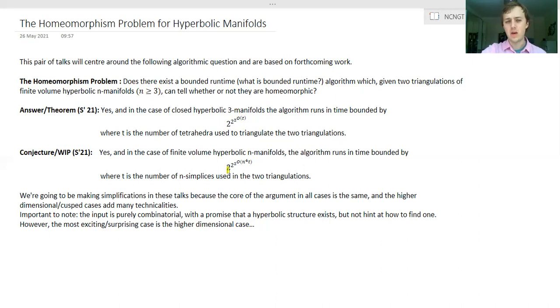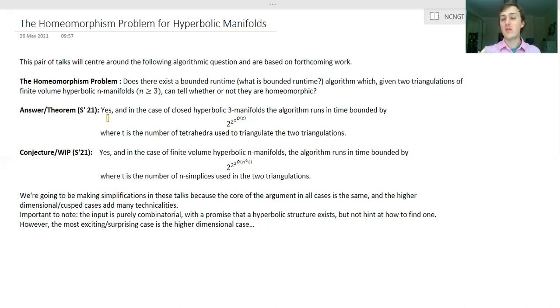Okay, and in the high dimensional case, we're looking for a similar bound, except that this time you're also going to need it to depend on the dimension as well. But the idea is it depends on the size of the input, t, the number of tetrahedra, and the dimension as well.